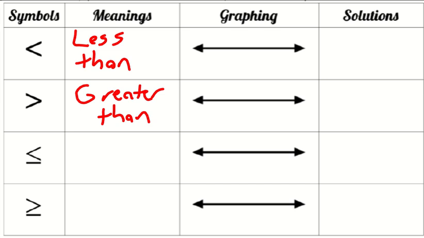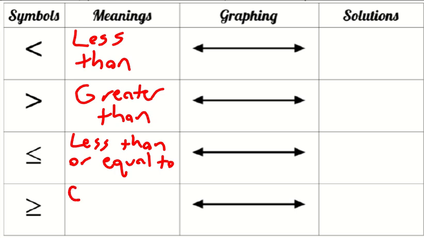What does it mean when we add that little line underneath it? Anybody know that one? Yes. So this one is less than or equal to. Likewise, the next one is greater than or equal to.